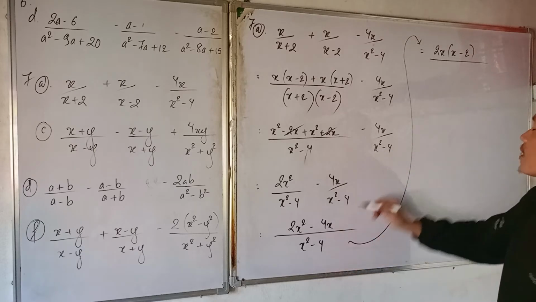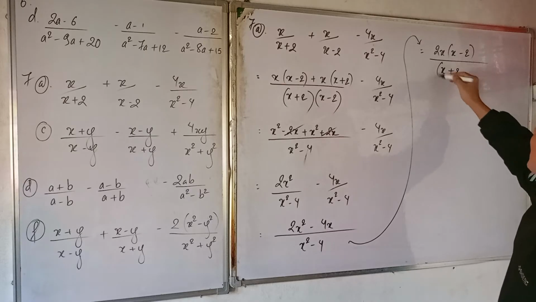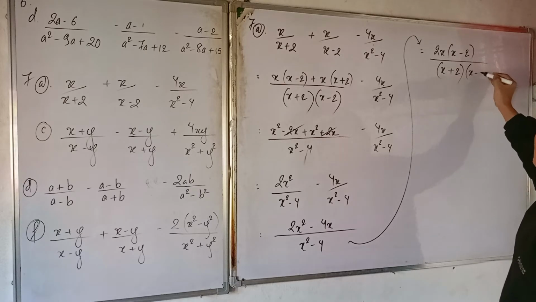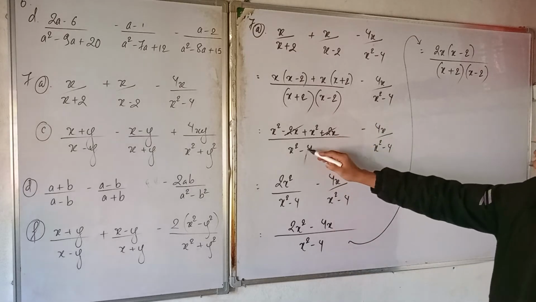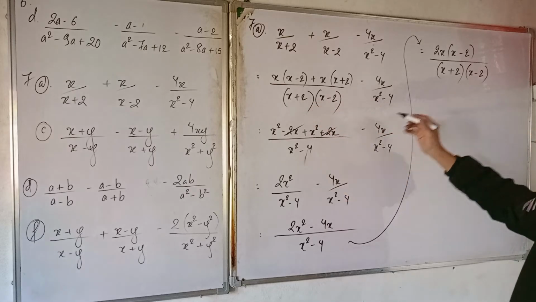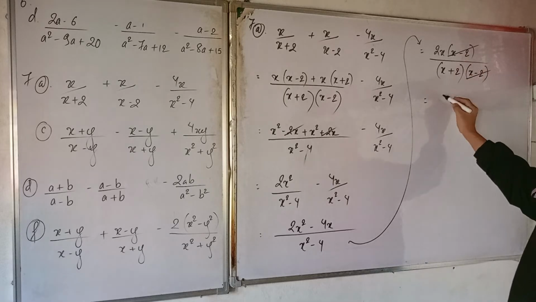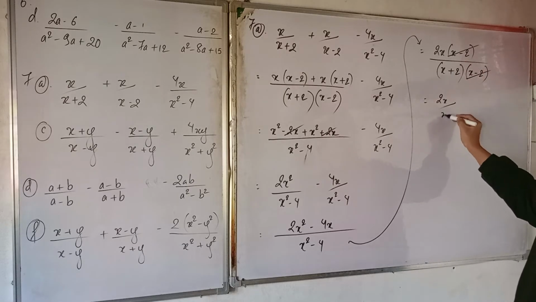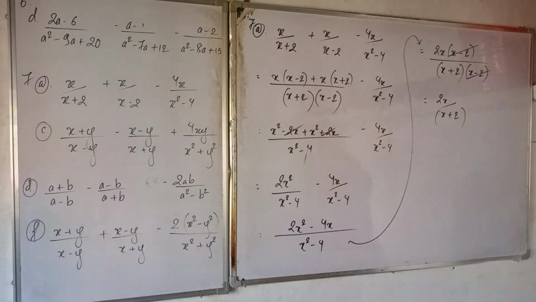Now x square minus 4 can again be disintegrated into x plus 2, x minus 2. I have x square minus 4 written as x plus 2, x minus 2. You know the reason. So the same terms get cancelled here, and we get 2x over x plus 2. This is the answer of 7a.